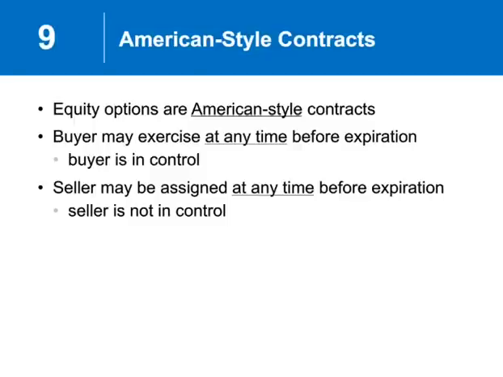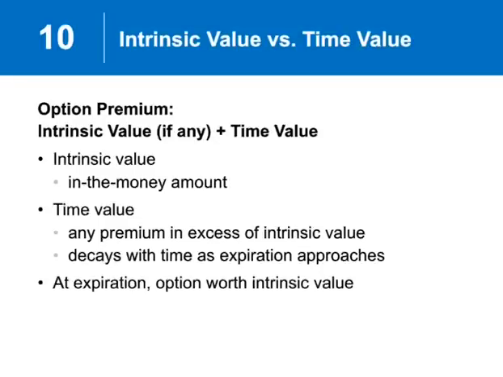They are American style. The other type of option is European style. European style options are those that can only be exercised or assigned on expiration day, and most typically they are a form of index option.